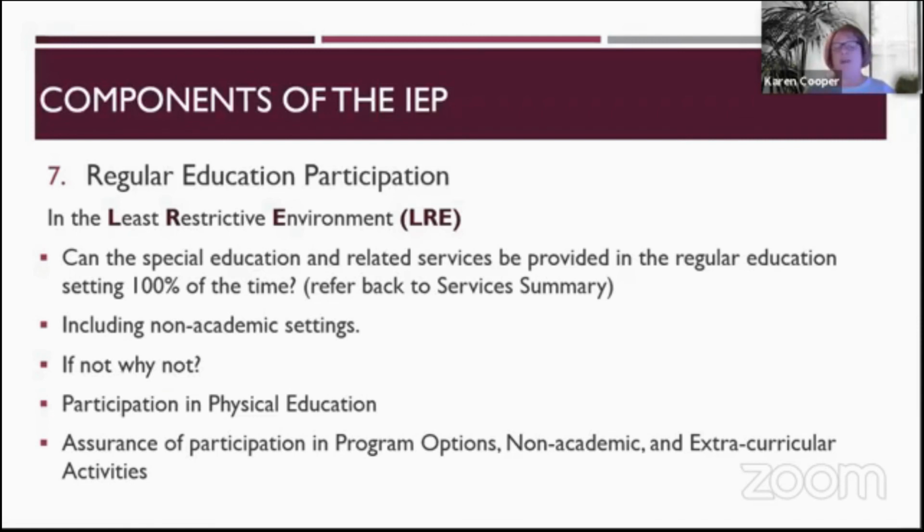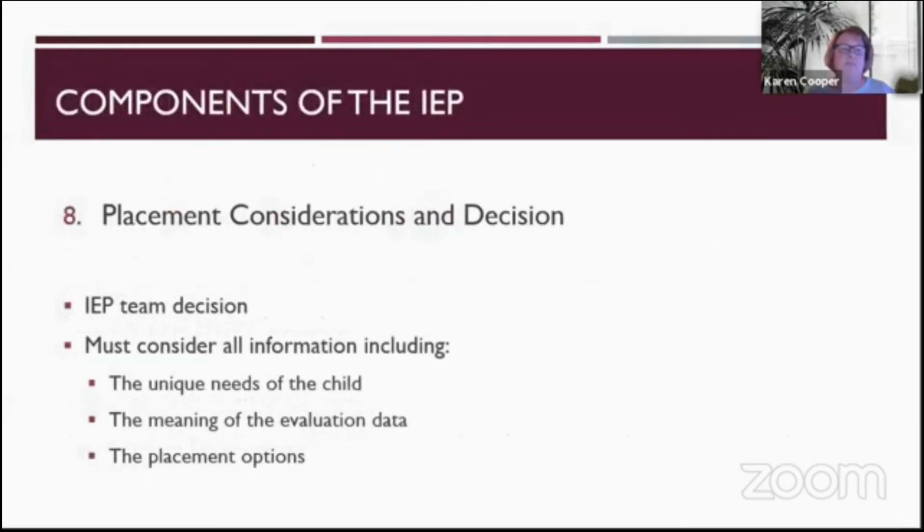So what that means is that we cannot deny that child access to non-academic or extracurricular activities because of their disability. So if the school has a dance and they don't require that parents attend with their child, then they can't require that a parent attend with their child in order for their child to attend that dance. Same thing for field trips, camps, anything like that, that the child can participate in those activities and the district would provide the support necessary for that child to have equal access.